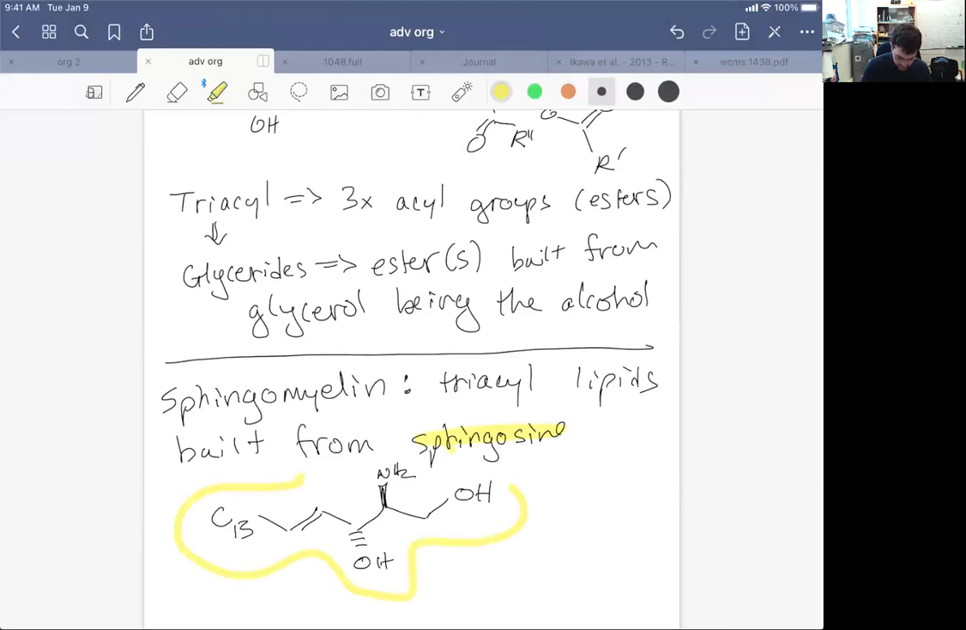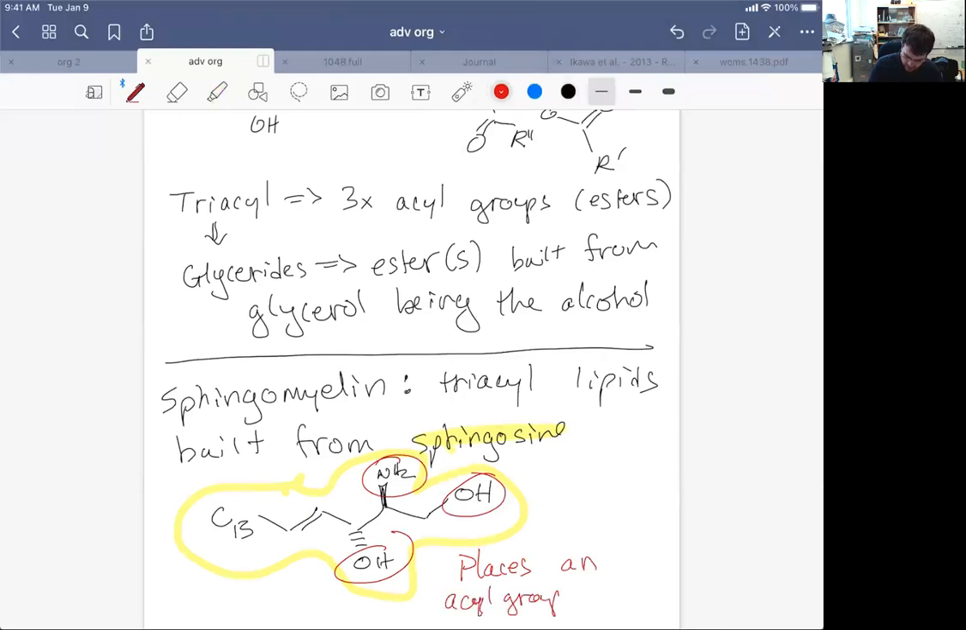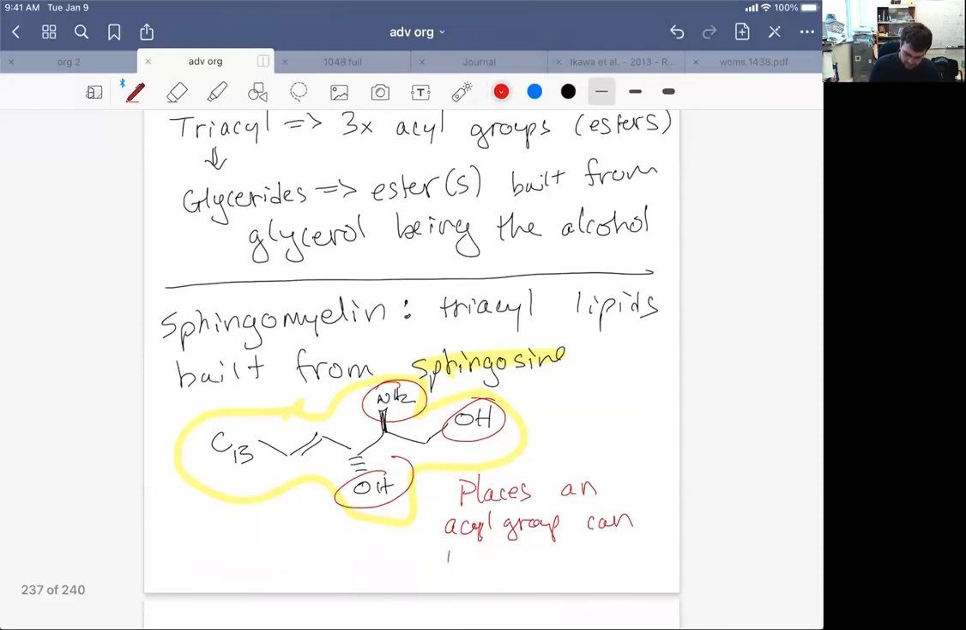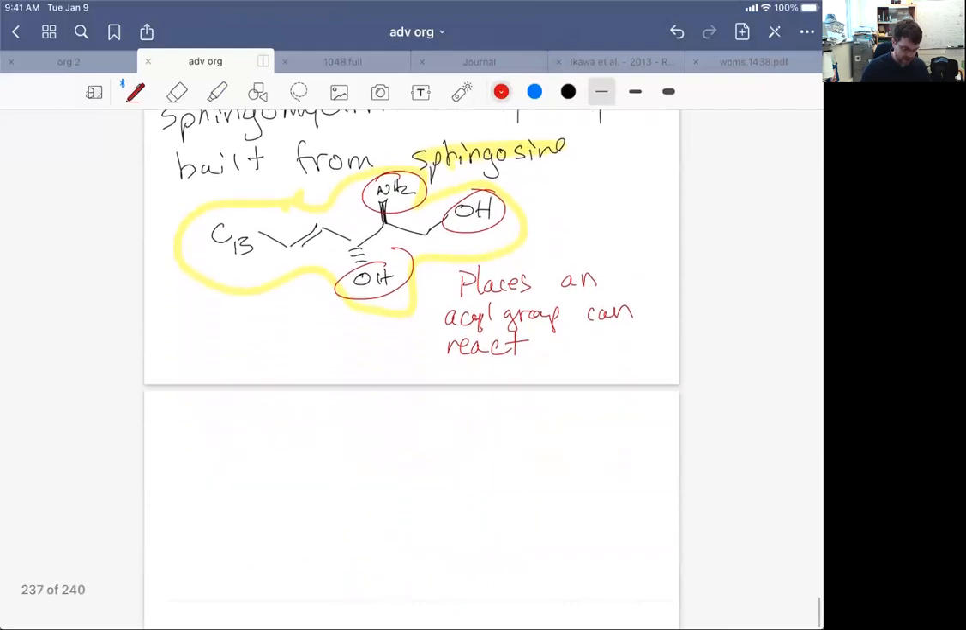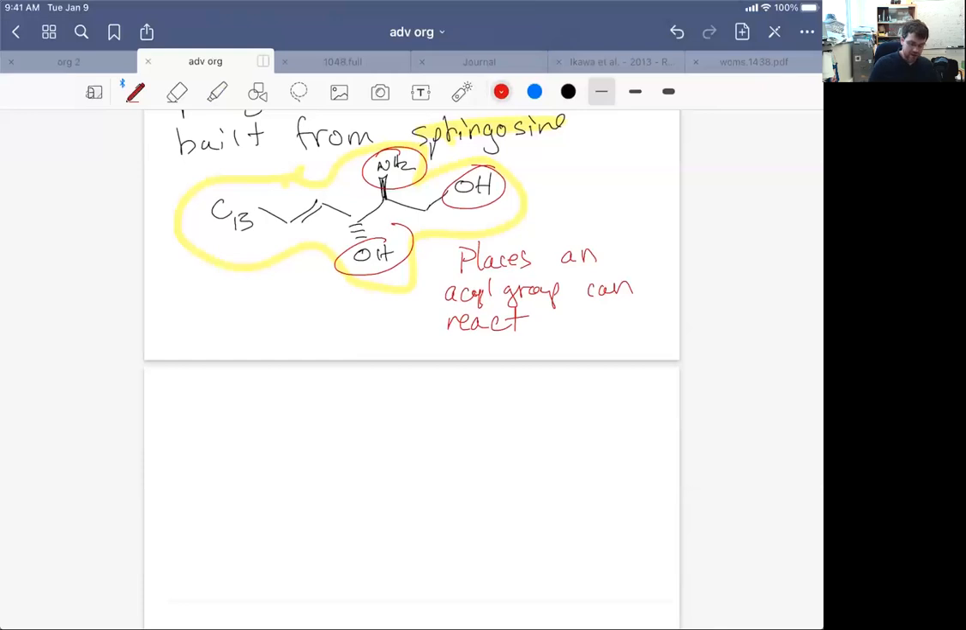triacyl group. So we have esters that could form here, here, and here. And I guess if it's a nitrogen, it's an amide. So the red are places an acyl group can react. So anyway, that can replace glycerol and provide 2 places where we can see ester formation and then an amide formation. Gives rise to new and diverse types of lipids. It's a little bit specialized, but you see the name come up. So I just wanted to say that if it's sphingomyelin, these are triacyl lipids built from sphingosine instead of glycerol.